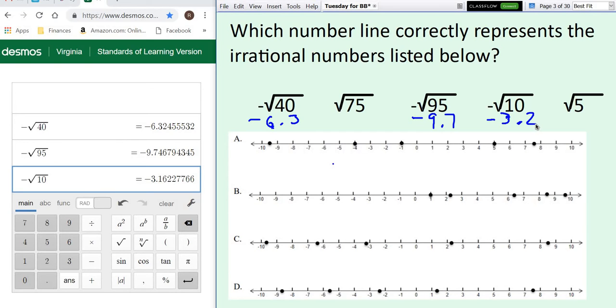So I'm going to look at my answers first. There's a 0. I've got 3 points there. There's a 0. There's nothing below that. So I'm going to get rid of that. Here's a 0. I've got 3 points below that. And here's a 0. I've got 3 points below that.